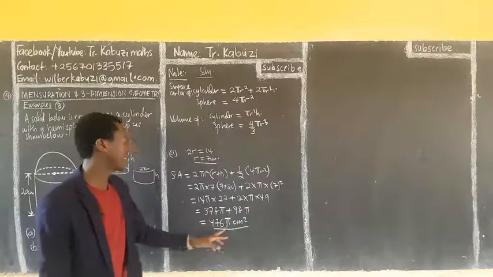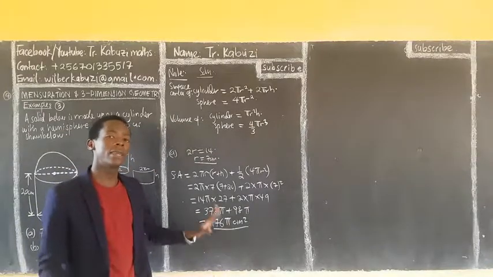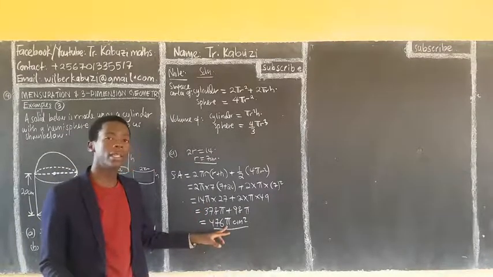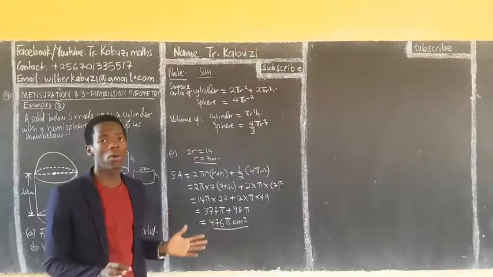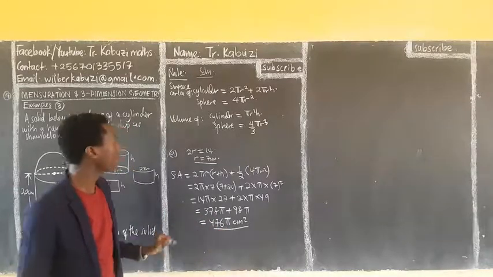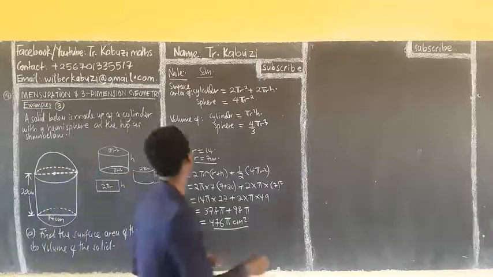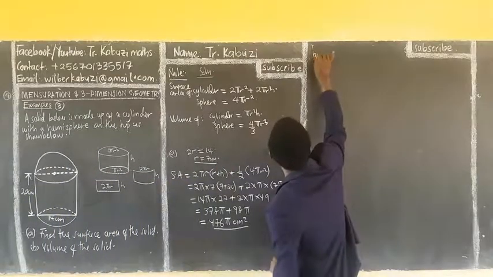Now, if the question doesn't give you what pi is, you leave it the way it is. Don't tamper with it. Don't be too wise and put your own pi. Now, this is part A. Now, part B, I want to get the volume.